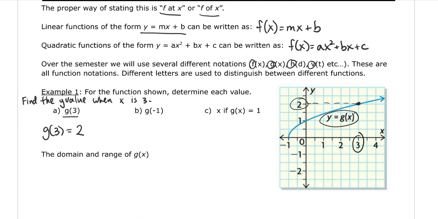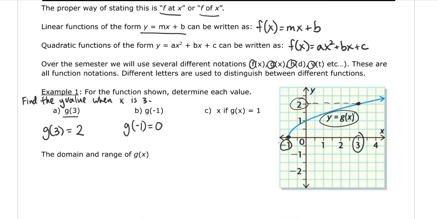Okay, what about g when the input is -1? So you look at your graph for -1, find the point on the graph. There it is. It's on my x-axis. So that y value is 0. So in other words, when I evaluate g at -1, the y value is 0.